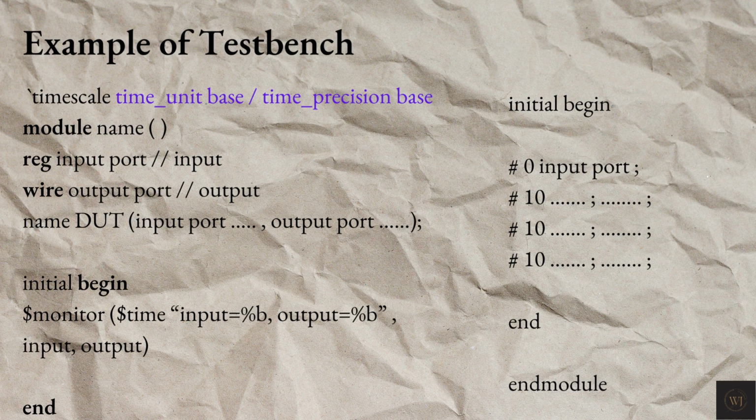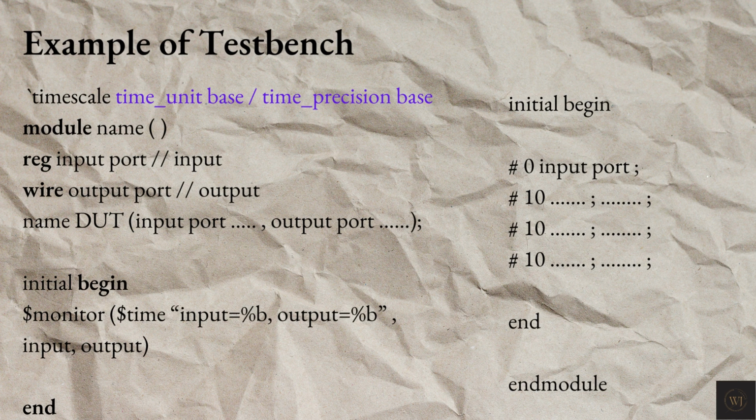After we write a Verilog code, we need a Verilog testbench to verify whether the Verilog code is correct or wrong. If wrong, the Verilog code needs to be changed so that it produces the result that we expected. First, set the timescale: time unit base / time precision. This timescale will be explained in detail later. Set the module name for the testbench.